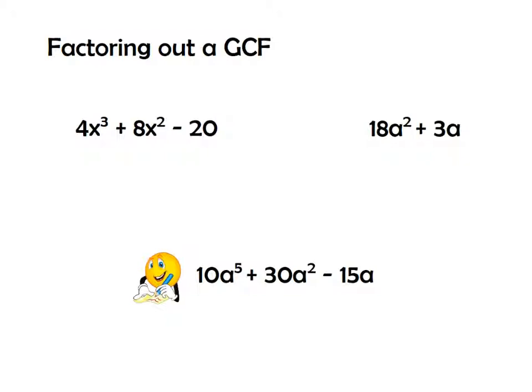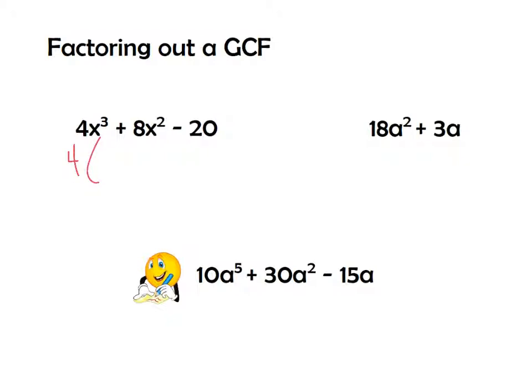In this example, I actually have three terms. I have a 4x cubed, 8x squared, and a 20. And so let's just start with the number part of that. What number will go into 4, 8, and 20? And the answer is 4. So that's part of my greatest common factor. Then I look at my x's, and this one has 3 x's, this one has 2 x's, but this doesn't have any x. So I could not say any part of the x is a GCF because the 20 doesn't have it. My GCF is the 4.